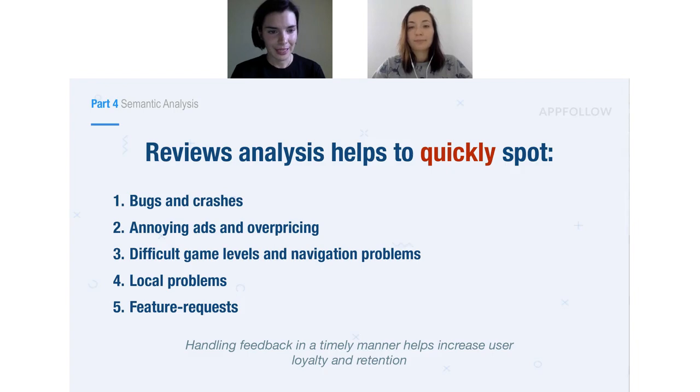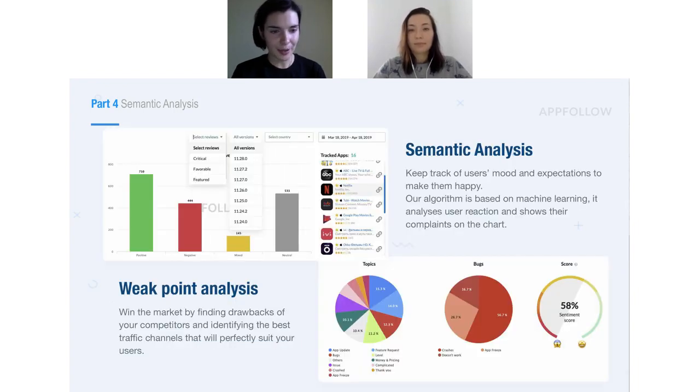So let's switch back to the presentation again. Talking about identifying user problems and user mood, I would like to tell you about our brand new feature, which is called semantic analysis. Semantic analysis uses a machine learning algorithm, and it helps you identify the mood of your users, what they really like and what they don't like about your app. This feature can help you create a set of steps to quickly improve your app so that your users are more happy.